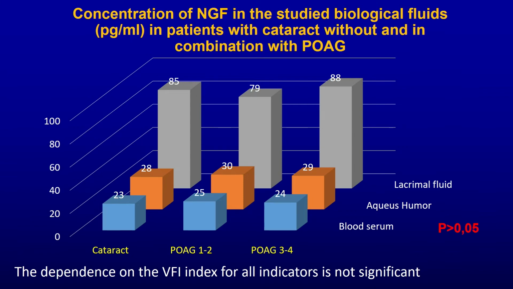Then nerve growth factor, NGF. Here we found no correlations, and everything looked quite similar to patients with cataract and no glaucoma. Well, here we have very small samples. That's why we put together stages 1, 2, 3, 4. Stages 1 and 2 were very similar to cataract, and stages 3 and 4 actually showed no differences and no dependence on the visual field index. So for all of them, the relation was minimal.